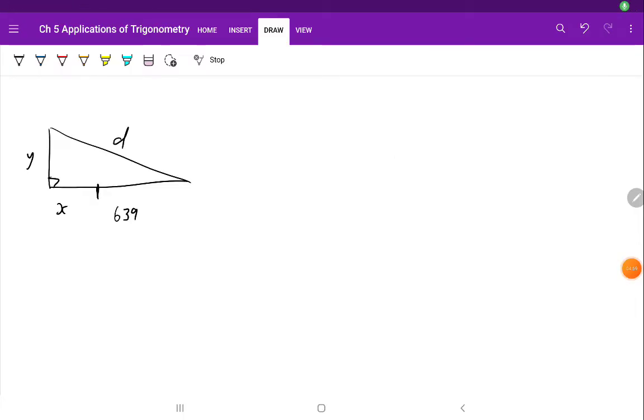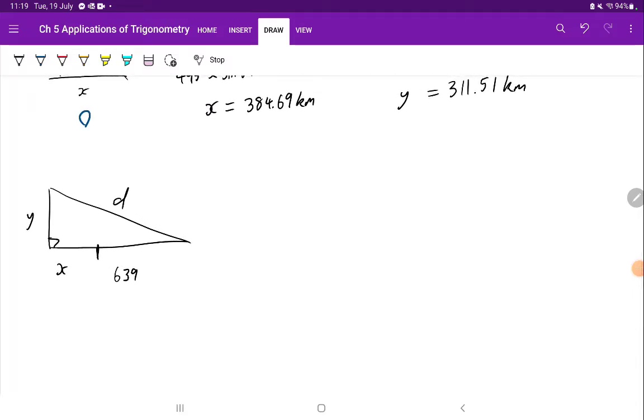And we can actually work out the distance here. We need to know what x and y are, which I've got from up here. So I can replace x with 384.69, and I can replace y with 311.51. And now I can work out that the total length of this line is going to be these two added together, which is 1023.69.